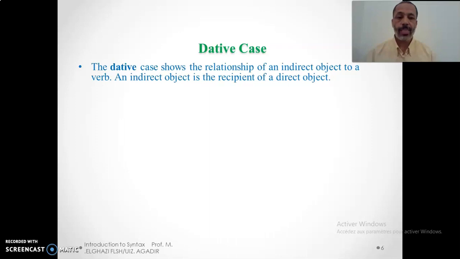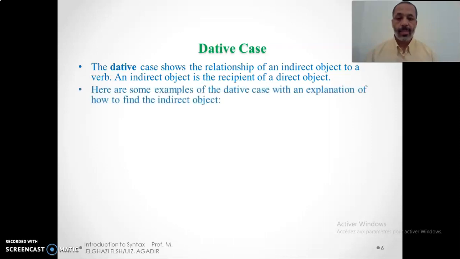Another type of case in English is the dative case. The dative case shows the relationship of an indirect object to a verb. An indirect object is the recipient of a direct object. So the accusative case, pay attention, is assigned to the direct object. The dative case is assigned to the indirect object. Here are some examples of the dative case with an explanation of how to find the indirect object.